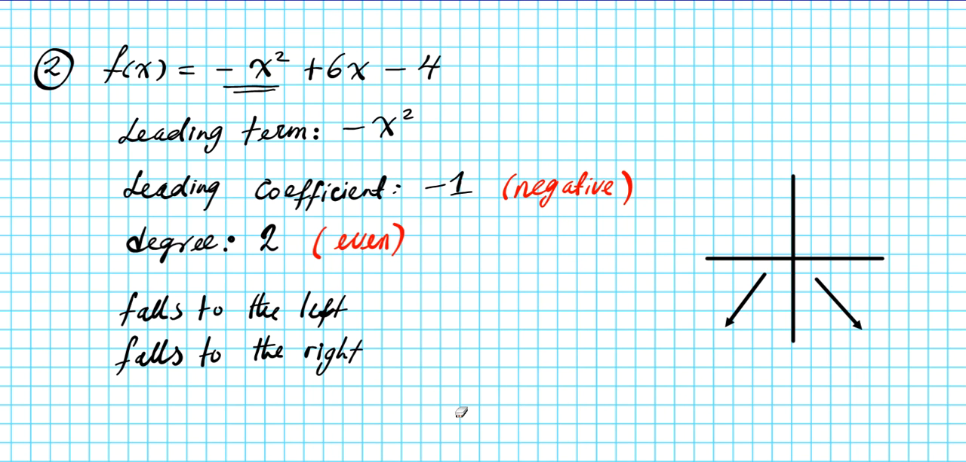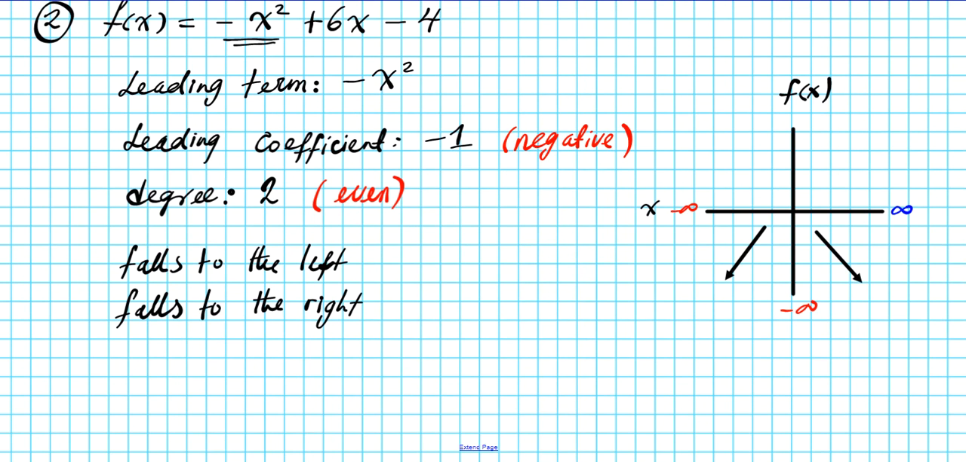Okay, now let's write this down using the appropriate mathematical notation. So rise and fall, we're looking at the function. Left or right, we're looking at x. Okay, so let's do it. Fall to the left. So when you fall, what's the function doing? It's heading down to negative infinity. So the function approaches negative infinity as x goes to the left. So as x approaches negative infinity, that's what's at the left end.